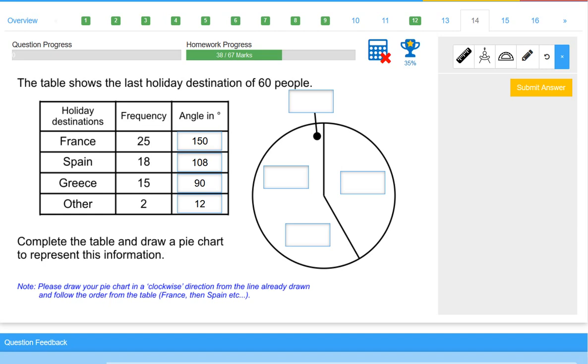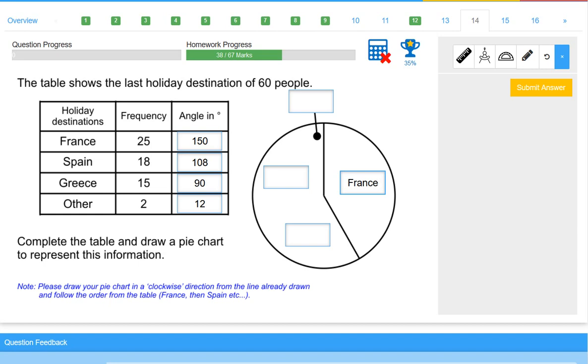Now, I can tell that the very first one being done for me already, that's 150 degrees. So I'm going to type in here, this one is France. Because if you read the little blue text at the bottom, it says, draw your pie chart in a clockwise direction from the line already drawn, follow the order, France, then Spain, etc. So I know that's going to be 108.